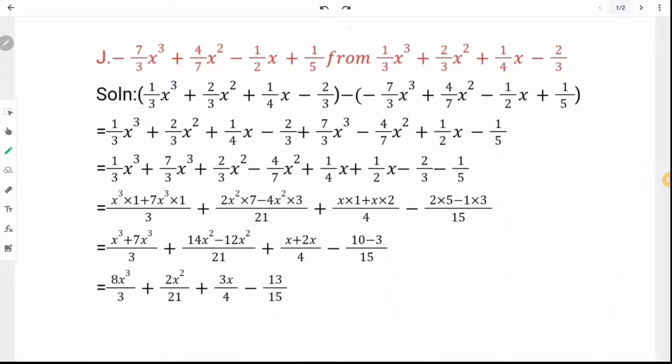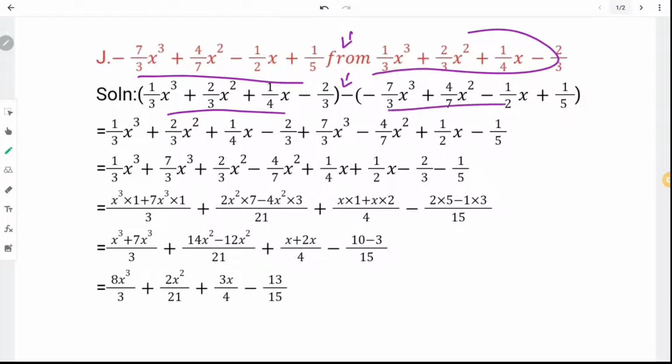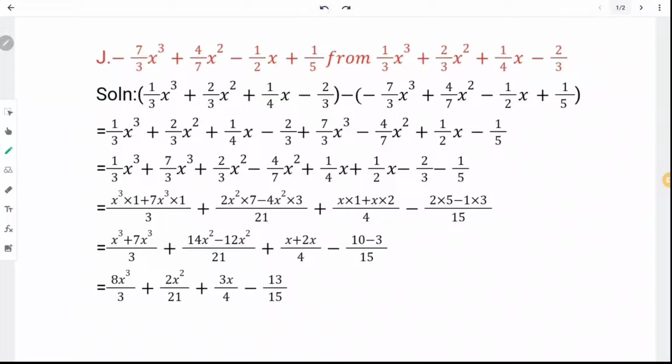Continuing with 6.2, question number J, subtract. All right, so you can see the word "from" is there, so we have to write down all this first under bracket. We have written minus because of the question, and then this under the bracket. If we're done, the next step will be to remove the bracket and also check their signs.